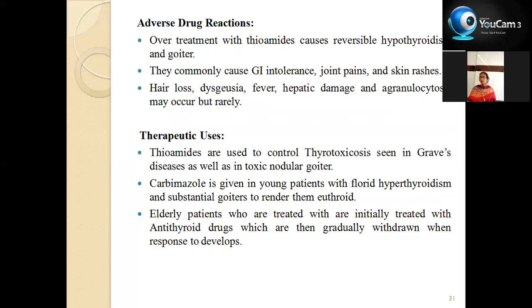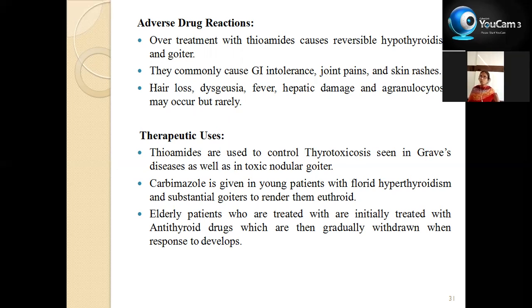So adverse drug reactions: over-treatment with thionamides can cause reversible hypothyroidism. Means if you use a higher dosage, what will happen? This drug is used in the treatment of hyperthyroidism. If we use more dose than we require, it can convert it into hypothyroidism, meaning the thyroid gland may not be able to produce the thyroid hormones we require.